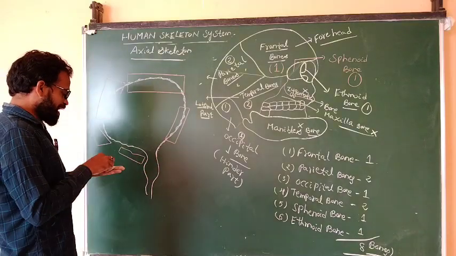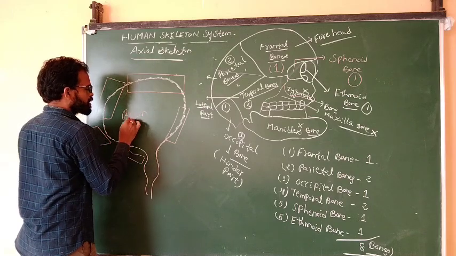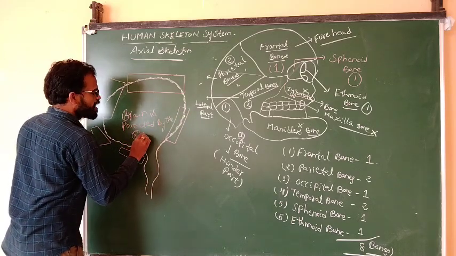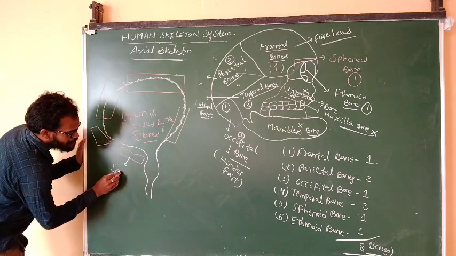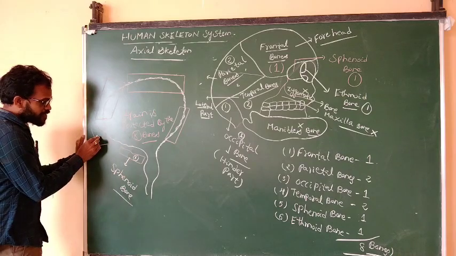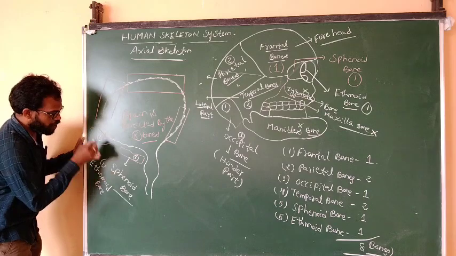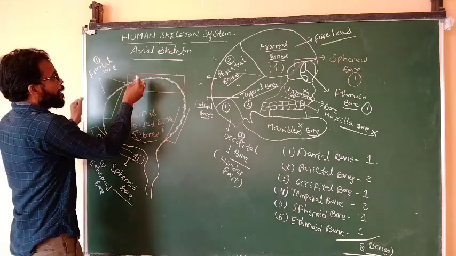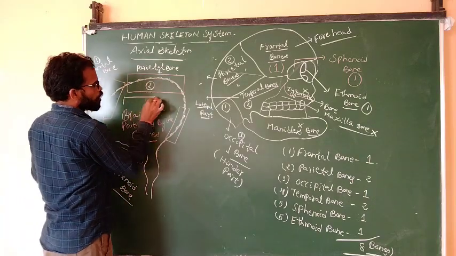The brain is protected by the brain box. The brain is protected by how many bones? 8 bones. The first bone is the sphenoid bone. How many? Only one. The second is the ethmoid bone. How many? One. Next bone is the frontal bone. How many? One. Parietal bone. How many? 2. And also the temporal bone.